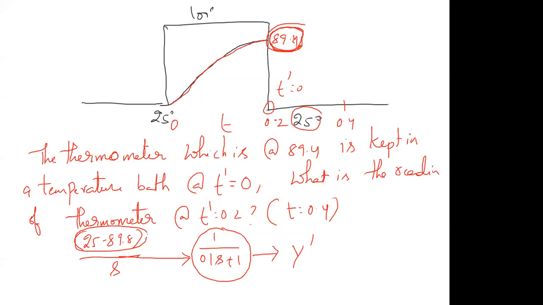So why is it 1 by 0.1 s plus 1? Because for that thermometer, it is Kp by tau s plus 1. Tau is 0.1, given. Yes, you can leave. Tau is 0.1.